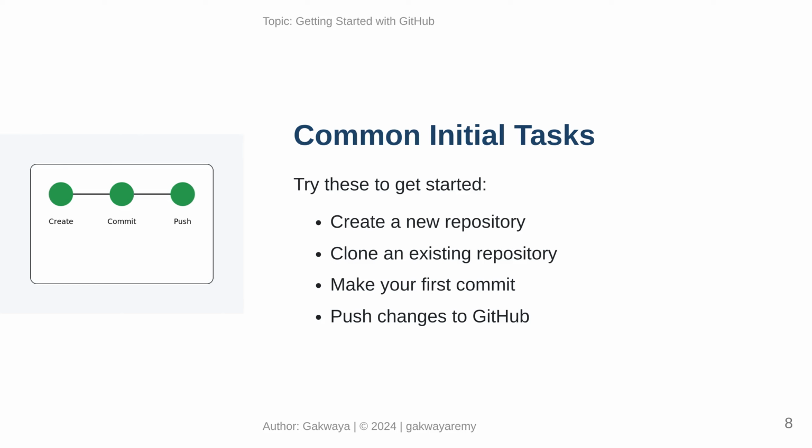These initial tasks will help you get comfortable with the basic Git workflow. Start with a simple repository, maybe a personal project or learning exercise. Don't worry about making mistakes. Git keeps track of your history, so you can always undo changes. Practice these tasks until they feel natural.